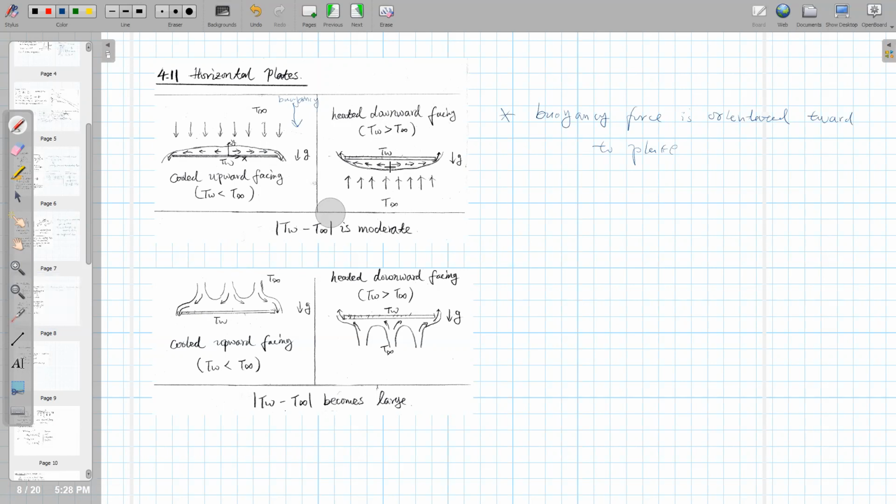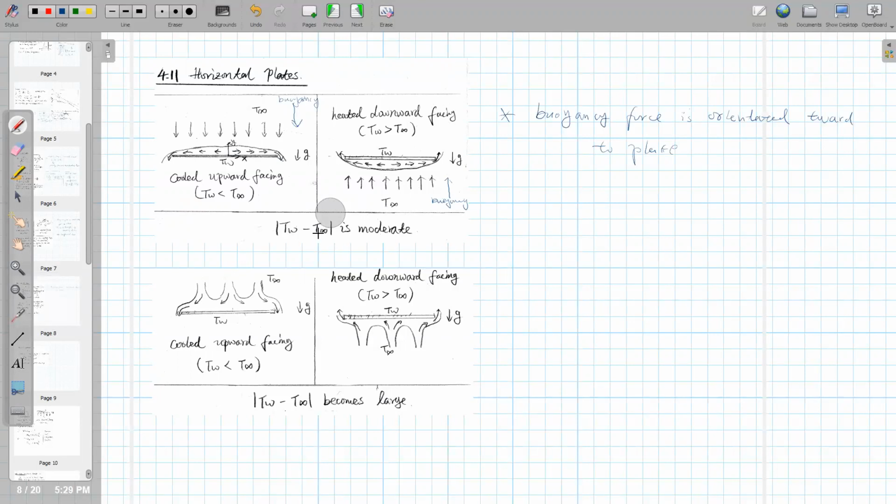Okay, this looks like a very stable case, and the second one is just the reverse direction. If the T wall is larger than T infinity, it is heated and downward facing, so the buoyancy direction is on this side, and your flow is pushing to the plate due to this buoyancy effect. Similar to the left one, you form a small film of boundary layer, and it's symmetric in the middle. It's going left on the left half of the plate, and going right on the right half of the plate.